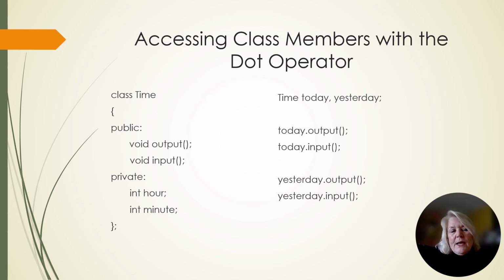On the right-hand side, they create two objects from the time class. One is called today and one is yesterday. To output whatever is stored in today, you say today, which is the object, dot output. You call the output function. If you want to change some of the private data members in the today object, you say today.input. And you can do the same thing for the yesterday object.